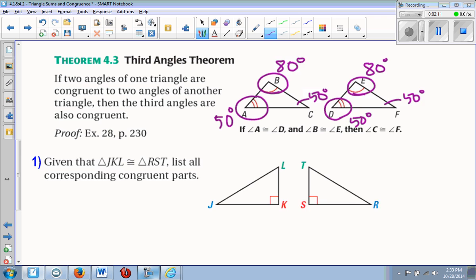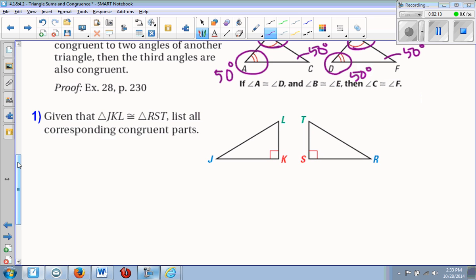The next thing, in the next problem, is to list, once you have your congruence statement, which is what I'm circling, you can now list all of your corresponding parts based off of that congruence statement. So if you look at the congruence statement, triangle JKL and triangle RST, you'll notice in the picture that J goes first in the congruence statement, and so does R. And if you look at your picture, J and R are corresponding angles.